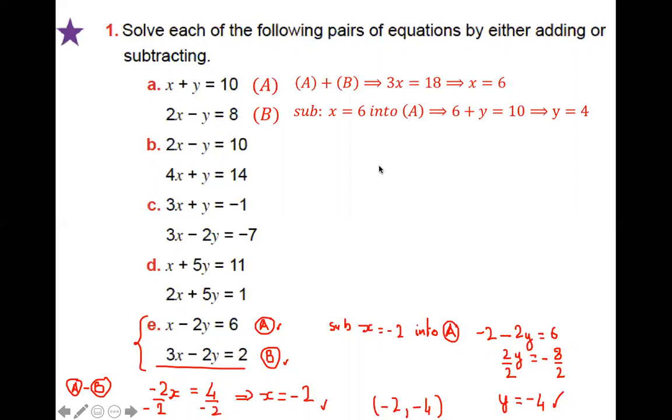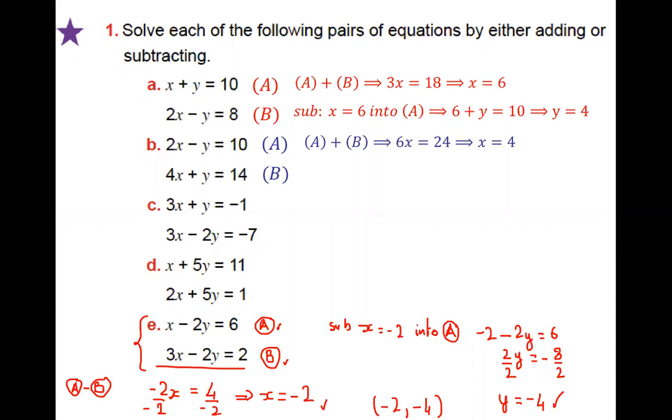So why is this not working yet? Into A, so 6 plus y equal 10. Take away 6 on each side, and you get y equal 4. So my answer is x equals 6, y equal 4. Okay. The next one, same process. We're going to add them, A and B, to get rid of y. That means 6x equal 24. Divide by 6, x equal 4.